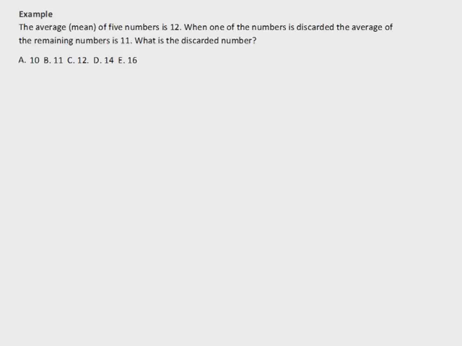The average of 5 numbers is 12. When one of the numbers is discarded, the average of the remaining numbers is 11. What is the discarded number? So what does it mean, the average of 5 numbers is 12? How do I find the average of 5 numbers? Well, I find the average by adding the 5 numbers and dividing by 5. So I total 5 numbers, I divide them by 5 and I get 12. That's the meaning of average.